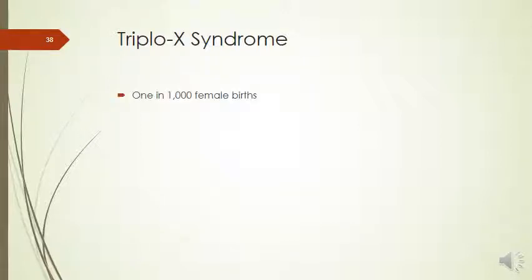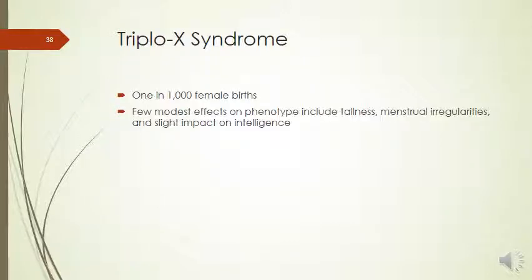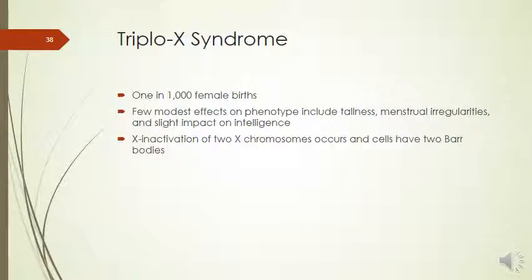Triplo X syndrome is 1 in 1,000 female births. There are few modest effects on phenotype, and these include tallness, menstrual irregularities, and slight impact on intelligence. The X inactivation of two X chromosomes occurs, and cells have two bar bodies. It may compensate for the presence of an extra X.